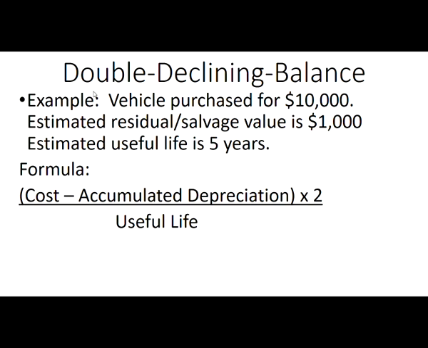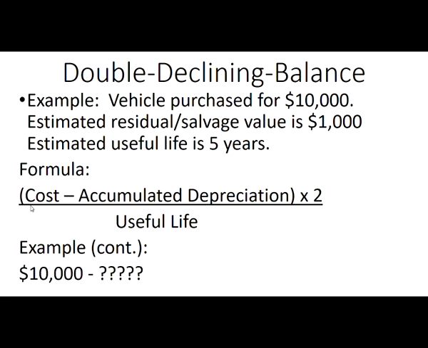And keep in mind, it's cost minus accumulated depreciation, not residual value. Notice the word residual value doesn't appear anywhere in this formula. We'll get to the residual value, we'll talk about it, but with double declining balance, we actually get to it at the end. For both units of production and straight line, the residual value is there right up top, right in the beginning, that very first formula.